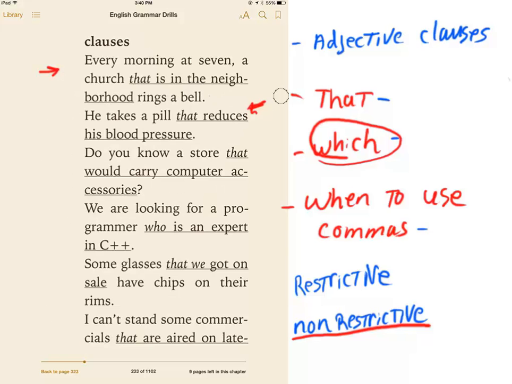And these are clauses. And I'm going to show you a difference here. Every morning at 7, a church, which church? That is in the neighborhood, rings its bell. Oh, every morning at 7, a church, we want to clarify which church, that is in the neighborhood, rings a bell. Okay, now this is not a church right here. I need to clarify which church. So I say that is in the neighborhood. That's the restrictive clause.